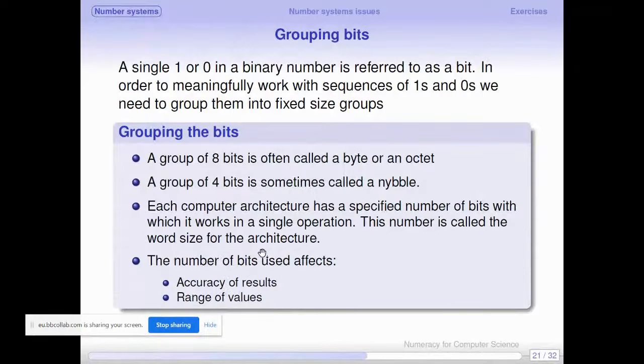And there are several impacts that happen based on the word size and the number of bits that you've got available to you. Basically, it influences how accurate your results can be and how big the range of values can be. If you're dealing with just literal whole numbers, then obviously accuracy isn't so much an issue, except for the fact that you can only represent a finite number of numbers. But if we're dealing with real numbers, then the number of bits that you have available improves the accuracy of your values.